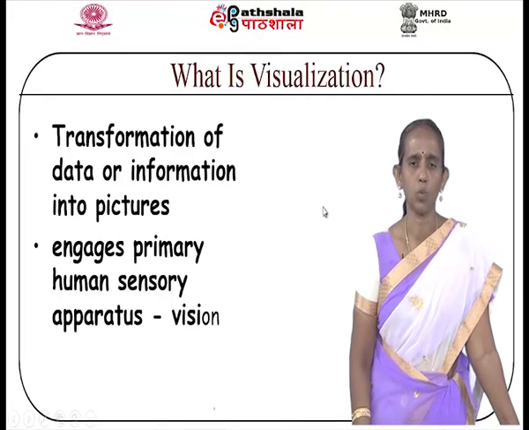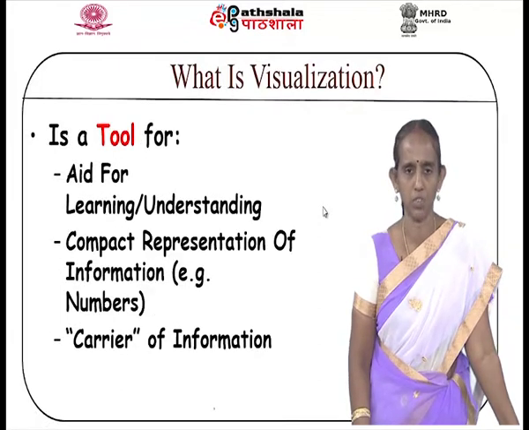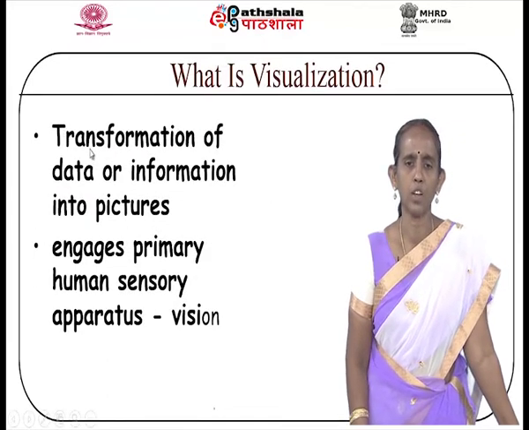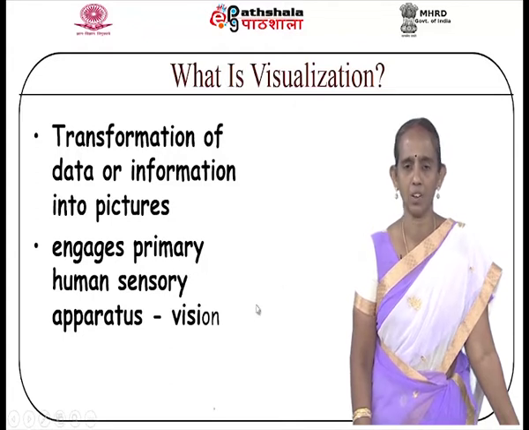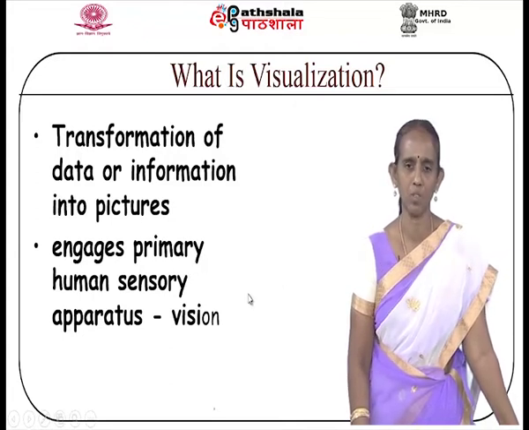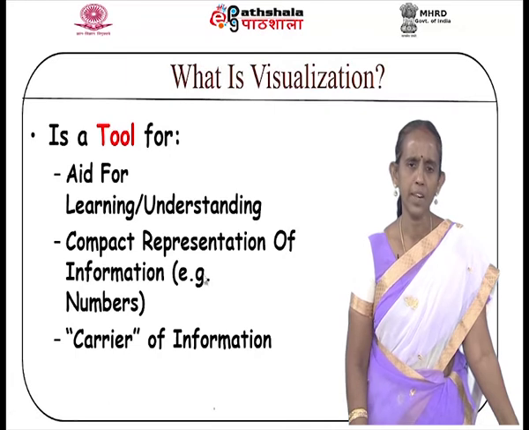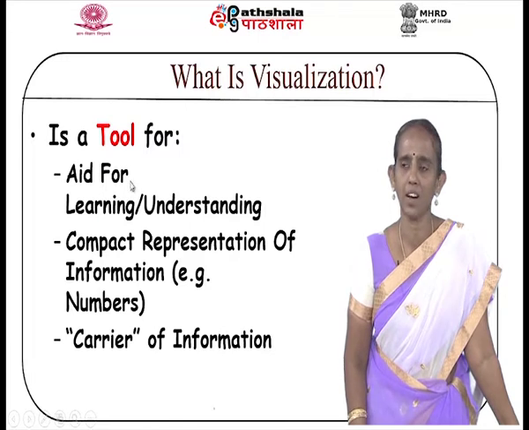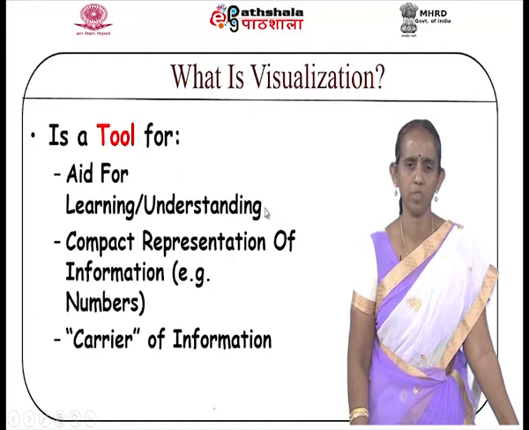So, basically if you look at what visualization is, it is a transformation of data or information into pictures. It is a mapping of data into some form of picture, which we call visualization. It also engages the primary human sensory apparatus, which is vision. The primary human sensory apparatus is vision, and this vision is engaged in the process of visualization. It is also called a tool and it helps us in learning or understanding certain concepts in a proper way.